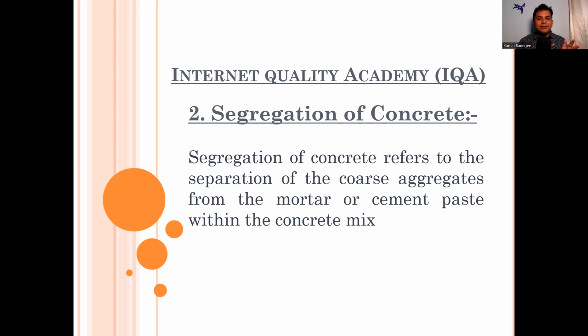Now, in any case, if the coarse aggregate is separated from the mix or the cement paste, that is called segregation. If coarse aggregate is separated from the cement paste, what will happen? The coarse aggregate will be in some places and cement paste in other places. So this will not be a homogeneous mix.